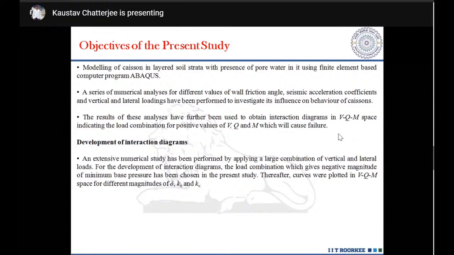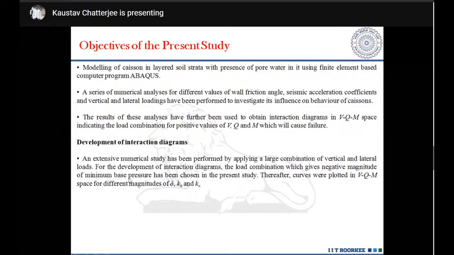So an extensive numerical study has been performed by applying a large combination of vertical and lateral loads. For the development of the interaction diagram, the load combination which gives a negative magnitude of minimum base pressure has been chosen in the present study. And the curves are plotted in VQM space for different values of delta, KH, and KV. If we look at this statement, the load combination gives the maximum negative value of minimum base pressure.